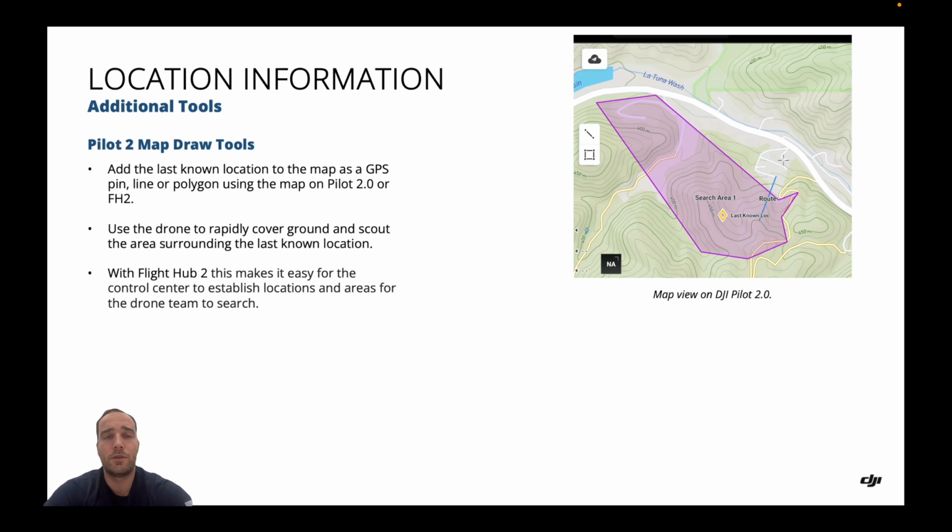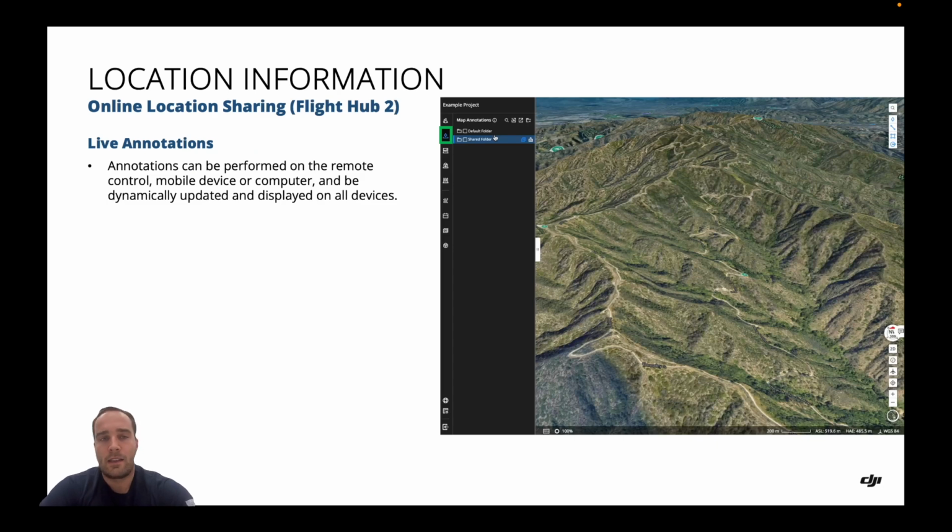You do have additional tools within the map as well to draw lines or polygons. So it would be nice if you need to set a search area and you'd like to know if the drone's within that search area, you can quickly reference the map and the polygon that has been made.